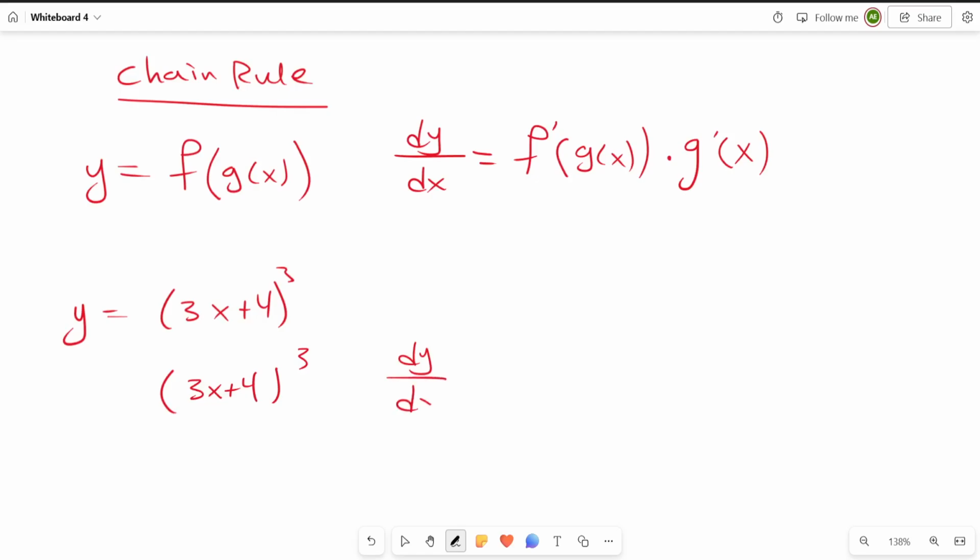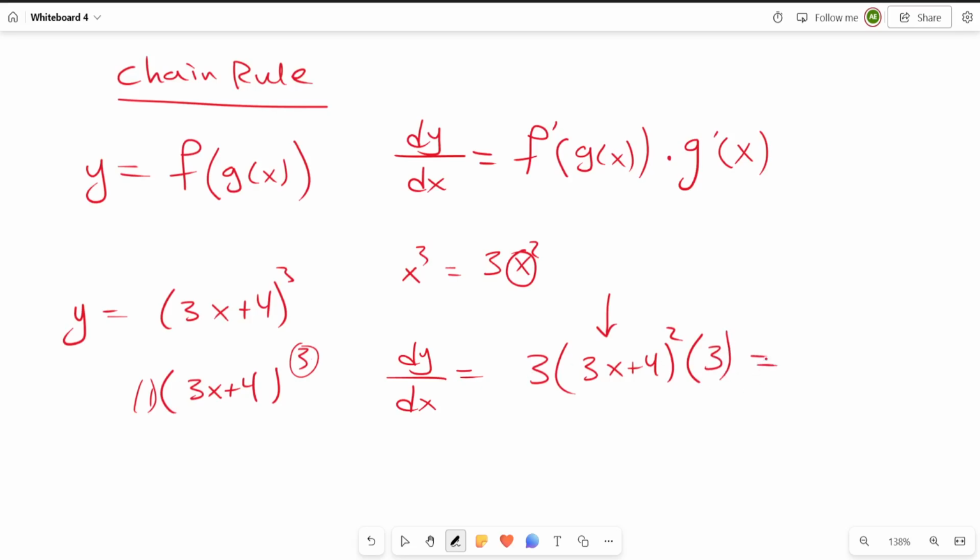So dy by dx is going to equal, we know that the power rule is power times coefficient, so 3, and the coefficient here is 1, so 3 times 1 is 3, and then we reduce the power by 1. So normally, as if we had an x cubed, we would do the same thing, 3x squared, but instead of x, we have g of x. The extra thing that we need to do here is multiply by the derivative of this g of x. So what's the derivative of 3x plus 4? It's basically 3. So my answer is going to be 3 times 3, which is 9 times 3x plus 4 all to the power of 2.